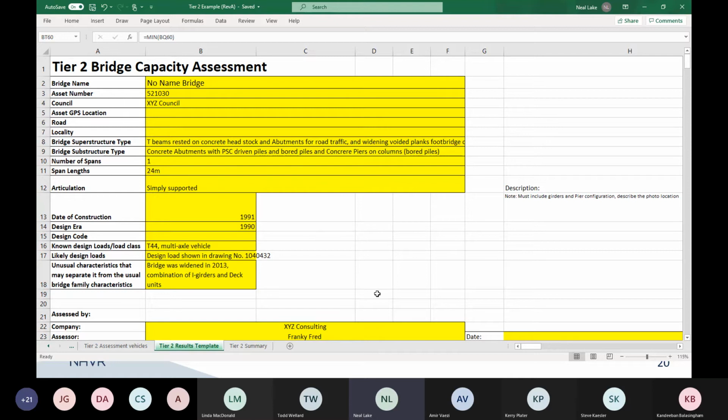And you can see, there's a lot of general information that's recorded, what design eras, that sort of thing, what the likely design loads have been. We don't always know this information, but it's important to put down what we know.